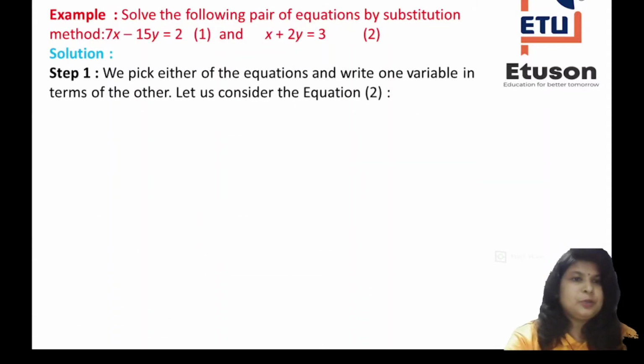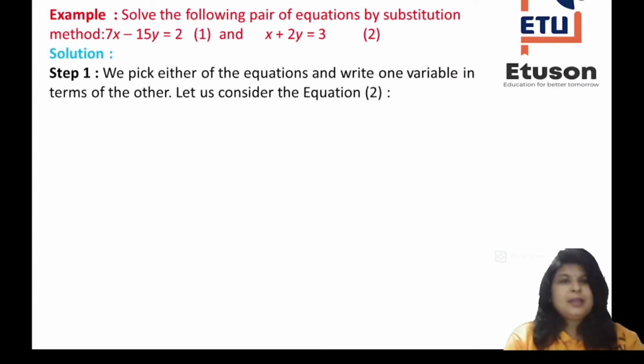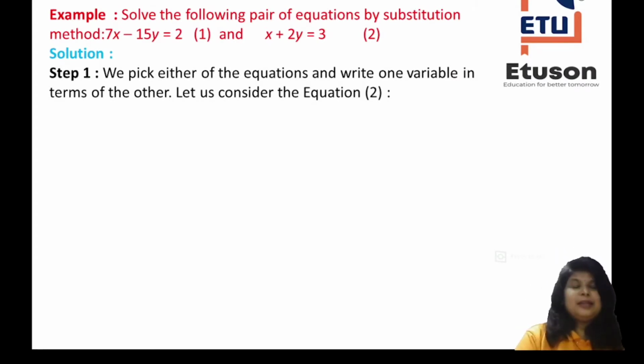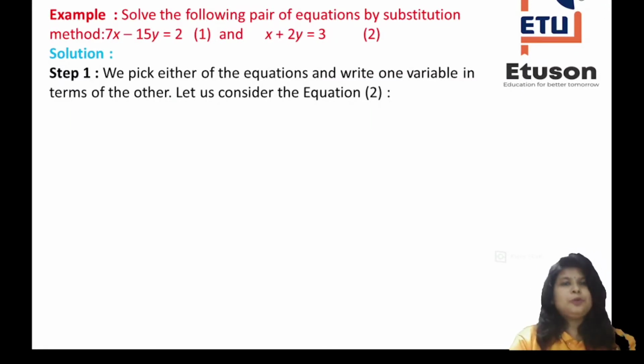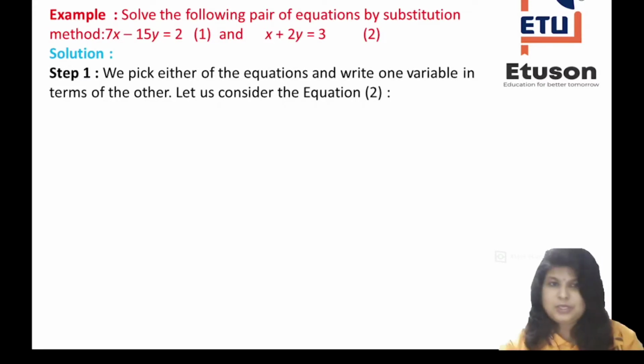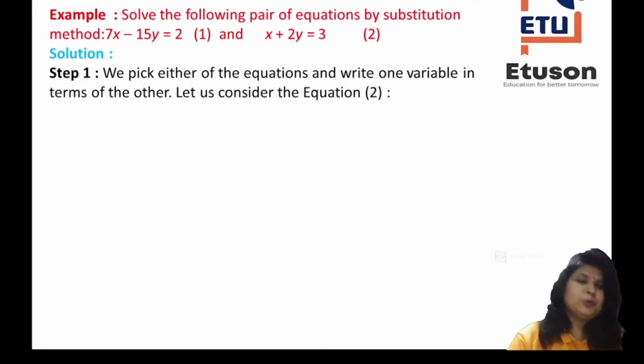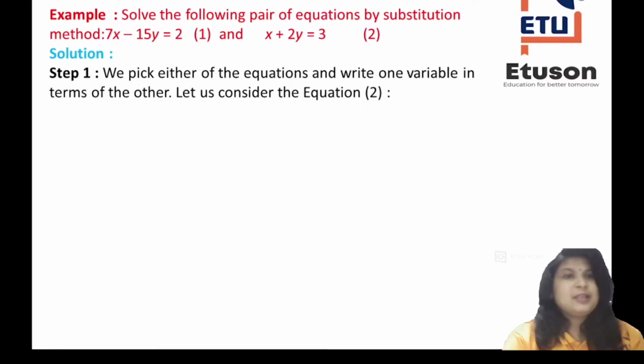So what will we do? Step 1. We pick either of the equations and write one variable in terms of the other. So we have to pick any of the equations. We can pick 1 or 2. So I am picking equation 2. So let us consider equation 2.